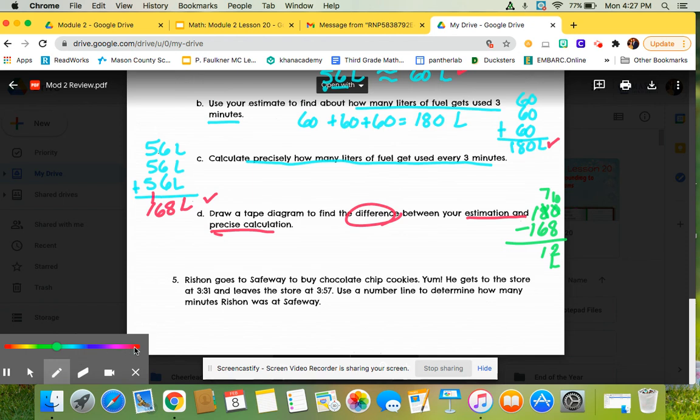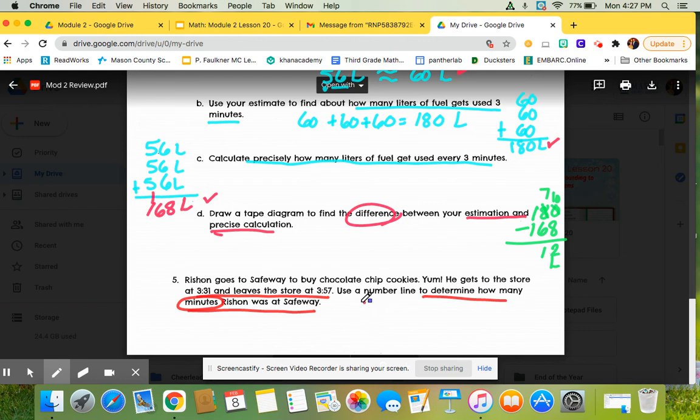Let's check out the last one. It says, Rashawn goes to Safeway to buy chocolate chip cookies. Yum. He gets to the store at 3:31 and leaves the store at 5:37. Use a number line to determine how many minutes Rashawn was at Safeway. Now we're looking for minutes here. We're actually not looking for a specific time. If you want to use a timeline, use a timeline.